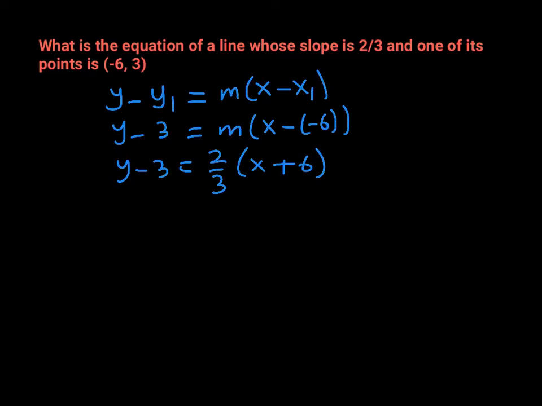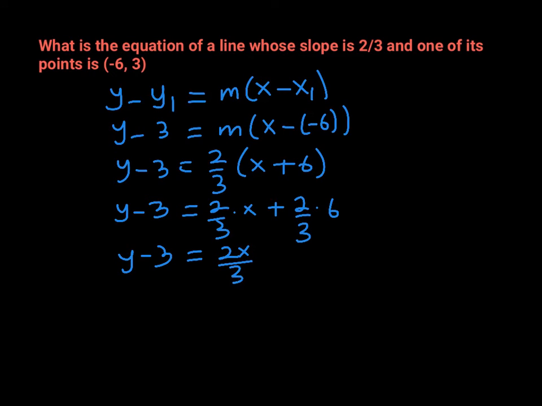Now we can go ahead and expand the bracket. In other words, we want to distribute 2 over 3 to all the contents of the bracket. So this becomes y minus 3 is equal to 2 over 3 multiplied by x plus 2 over 3 multiplied by 6. So y minus 3 will be equal to 2x over 3 plus 2 over 3 multiplied by 6. 3 goes into 6 2 times. 2 times 2 gives us 4.